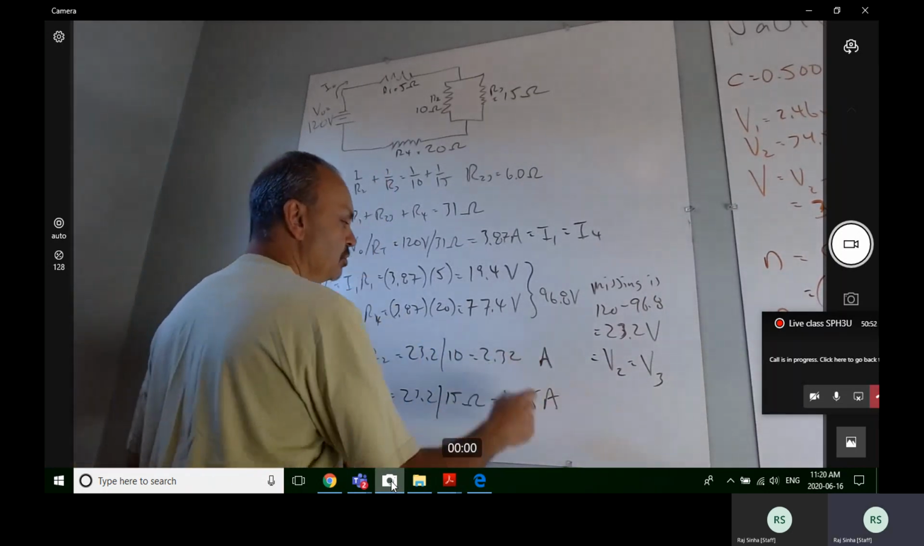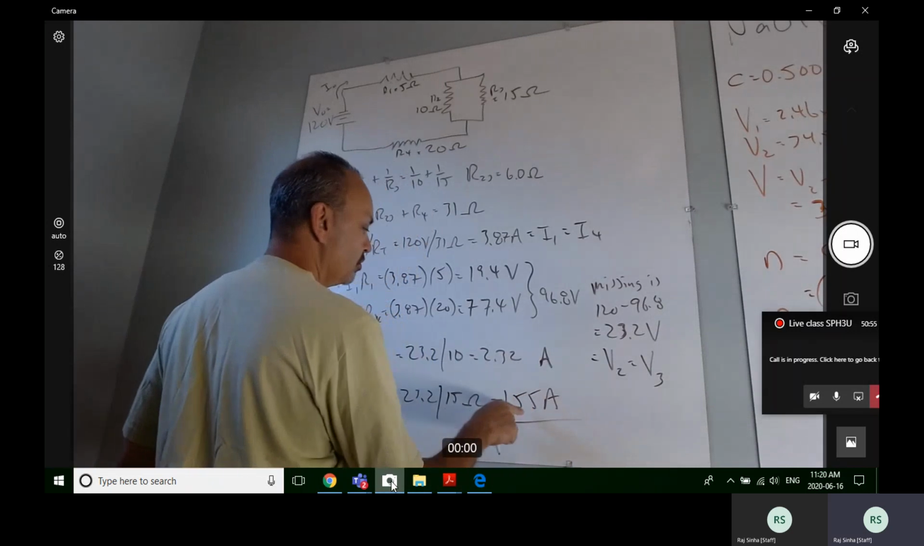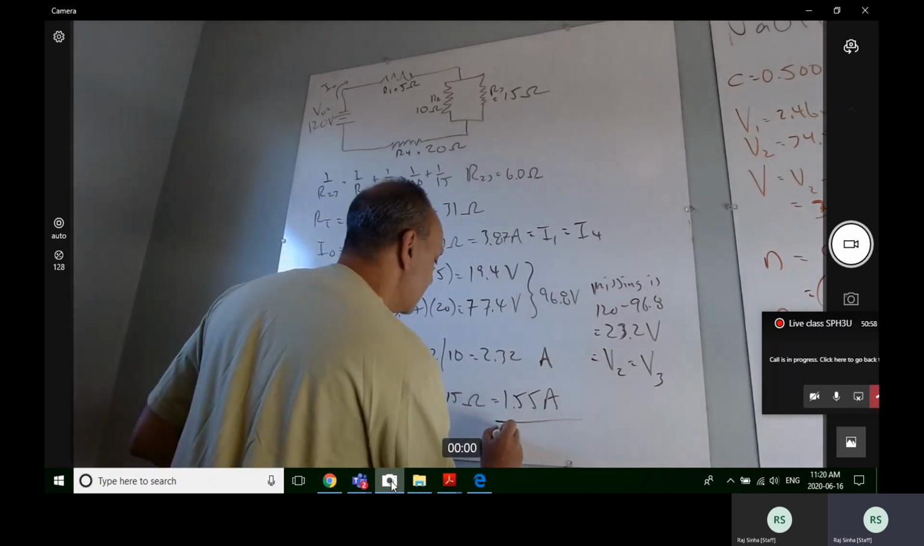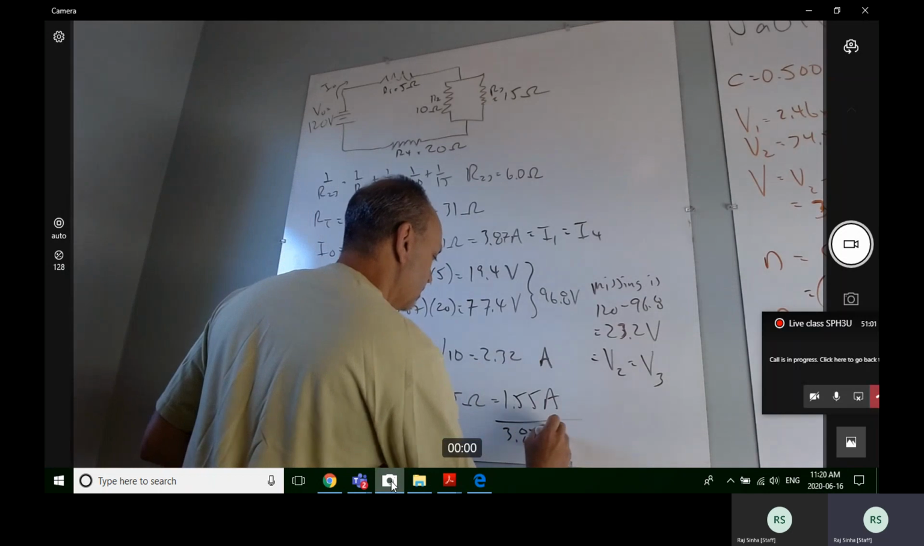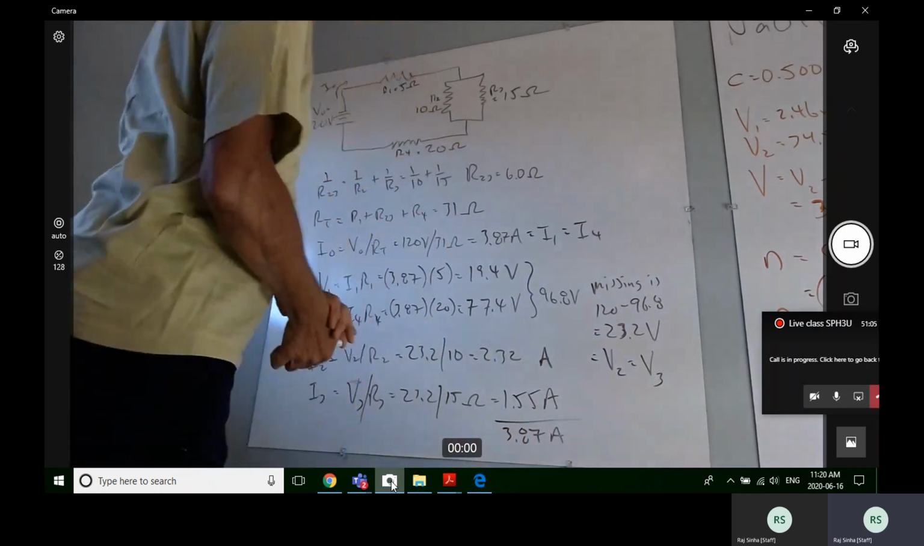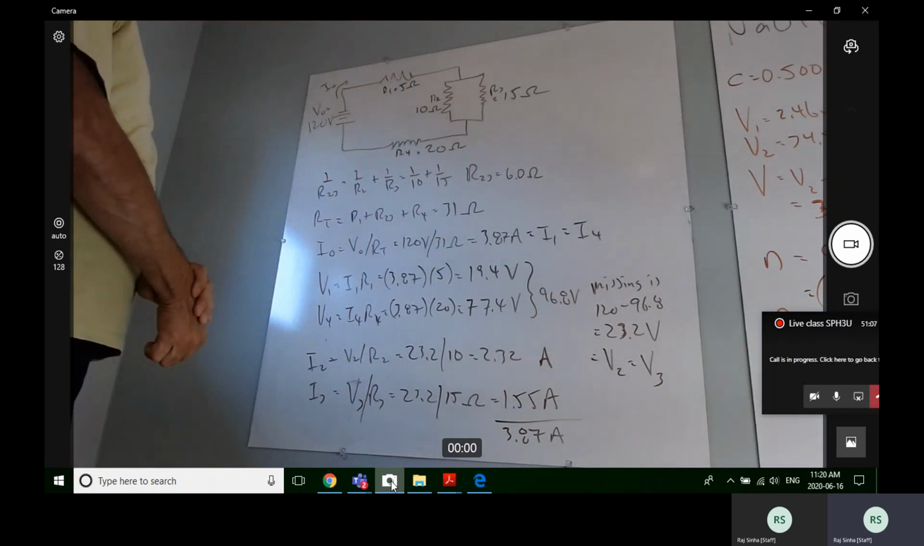So if I add these two currents up, 2.32 and 1.55, I'm getting 3.87 amps. Not that I needed to do that, but I'm just using that as a double check. Okay, so what do I know?